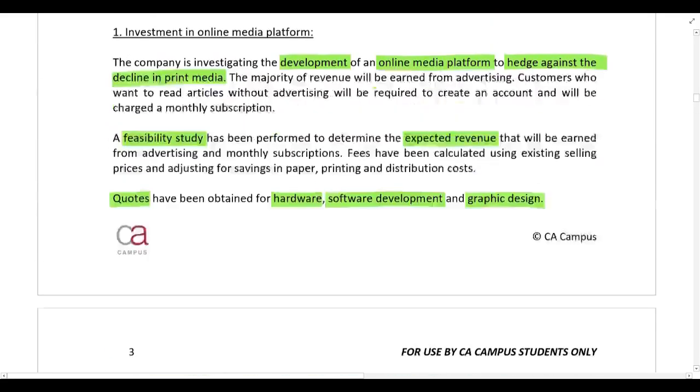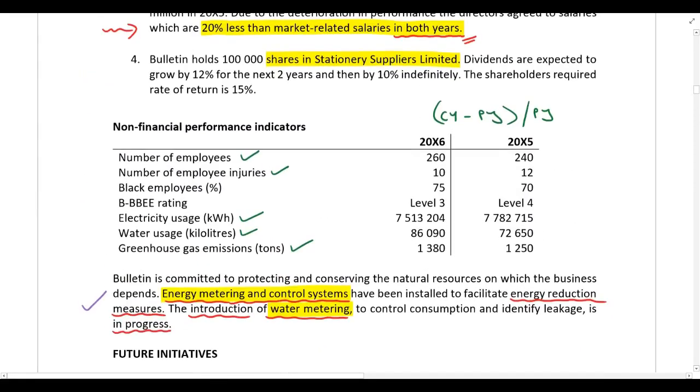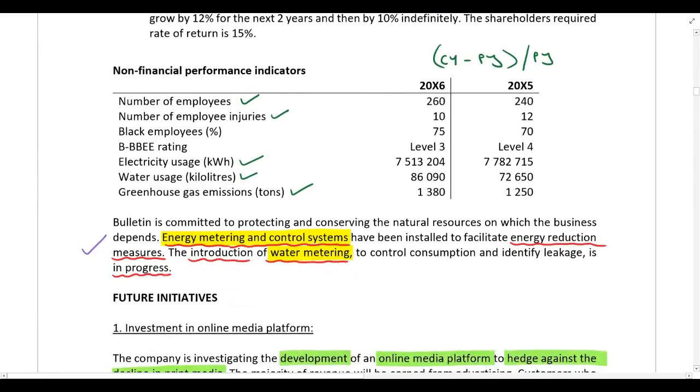We now need to discuss the performance indicators where we did not perform calculations. So the percentage of black employees and the BEE rating. So the percentage of black employees has increased or improved by 5% from the prior year to the current year. And the BEE rating has also improved from the prior year to the current year, because remember, the lower the BEE rating, the better. What you are striving for is a BEE rating or a BEE level of 1. That is your strongest rating. So in both of these areas over here, we see positive performance from a social perspective.